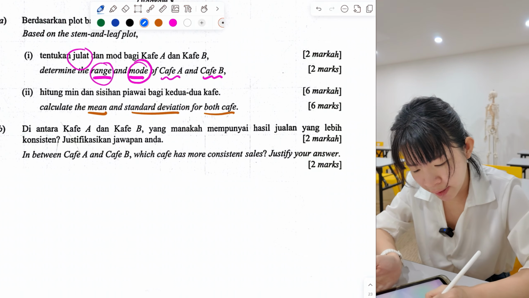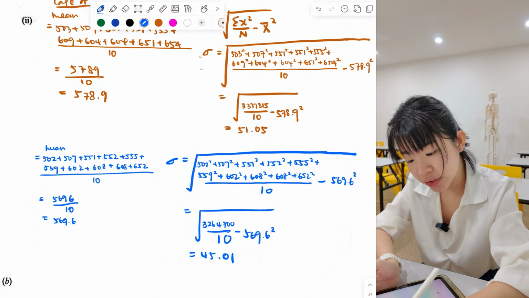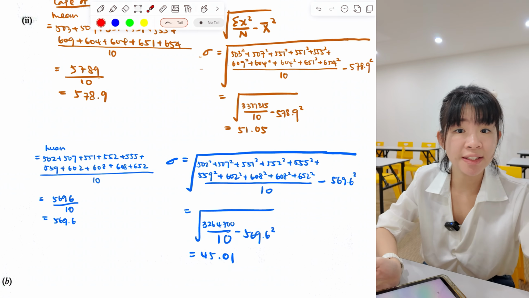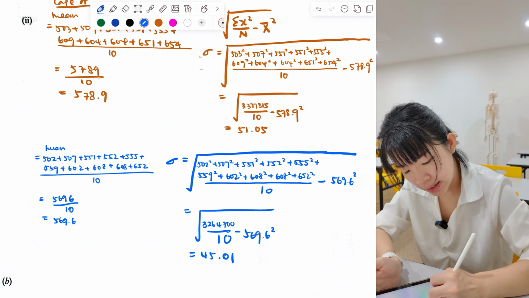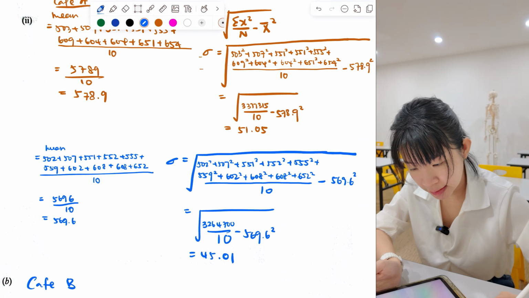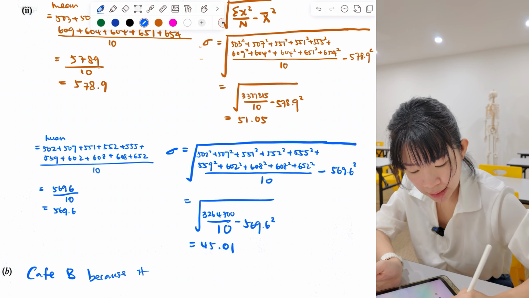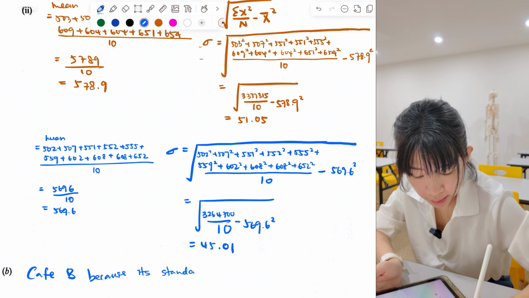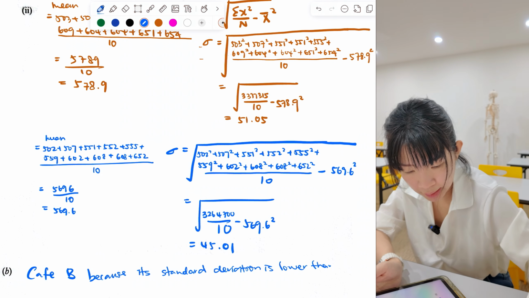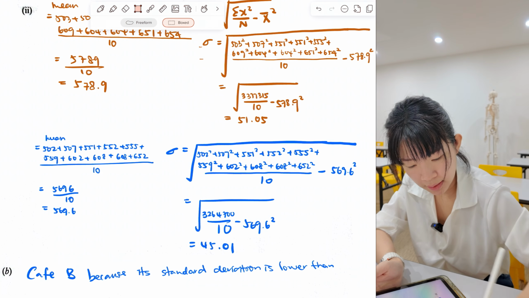Okay, B. In between cafe A and B, which cafe has more consistent sales? Justify your answer. So to find consistency, look at the standard deviation. The lower the standard deviation, the more consistent it is. So the answer should be cafe B, is more consistent. Why? Because its standard deviation is lower than cafe A.